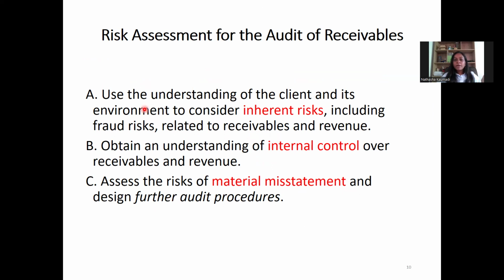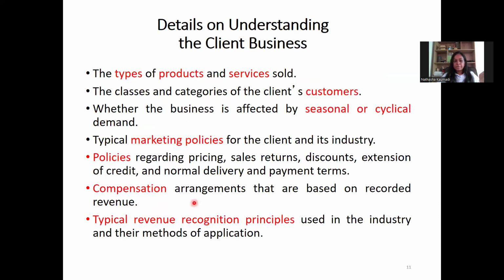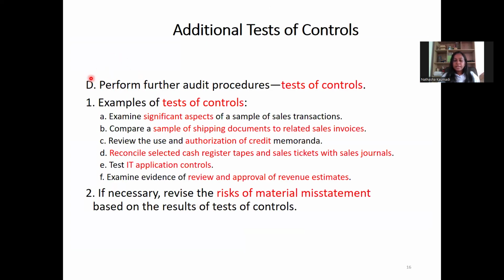Okay, now if I go back, I hope you can see this slide now. If I go back and show these steps again, first of all, you understood the client and its environment and what are the inherent risks and fraud risks. And then you understood the internal controls. And then you assess the risk of material misstatements and design the audit procedures. And D here is the continuation. D, perform further audit procedures. So you are performing the audit procedures now.